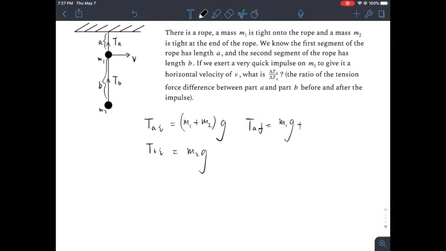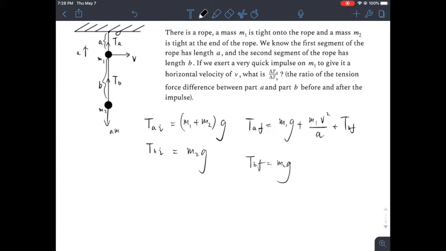TA final will be m1g, which is the weight of the first mass. And because there's a velocity going right, in segment A there's a centripetal force pointing upward, provided by the TA force. So we can think of it as a centrifugal force downward. So TA final has to balance the gravitational force, the centrifugal force, and the final tension of TB. So what is TB final? TB final will still be m2g plus something we don't know.